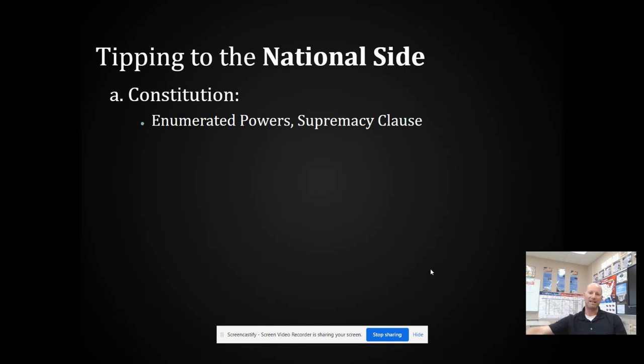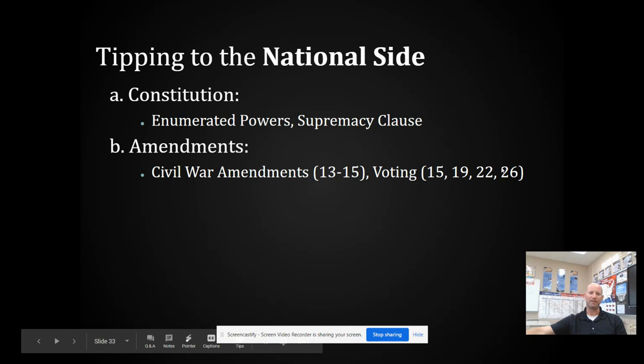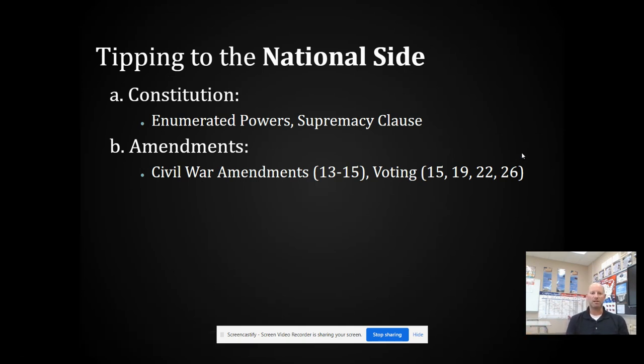That's how the Constitution itself does it. If we look at amendments, also part of the Constitution, the Civil War amendments. After the Civil War, this is where we start to see a shift from dual federalism into cooperative federalism. It's going to be a slow change, and the main change won't happen until the 1930s with FDR, but this is the start of it. With the 13th Amendment freeing the slaves, the southern states had to scramble and come up with a new way. They lost the states' rights to have slavery, so that gave the national government power.